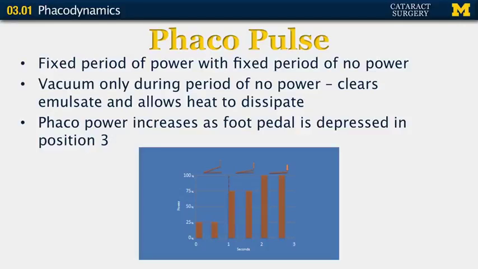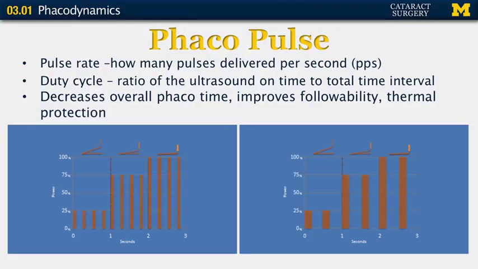So in phaco pulse, as the foot pedal is depressed, the phaco power increases, and you'll see the phaco on and off alternating in the graph down below. Let's talk some more about that. So a few terms to define for phaco pulse. The first is pulse rate. This is how many pulses are delivered per second, or PPS. Secondly, we have what we call the duty cycle, which is the ratio of the ultrasound on time to the total interval of time that you're applying the pedal.